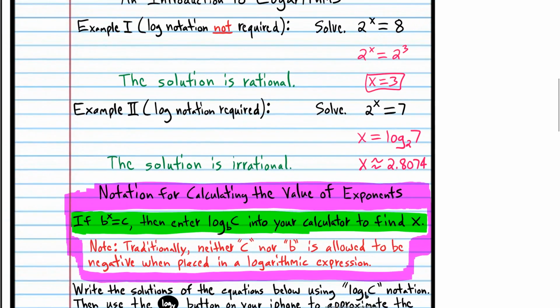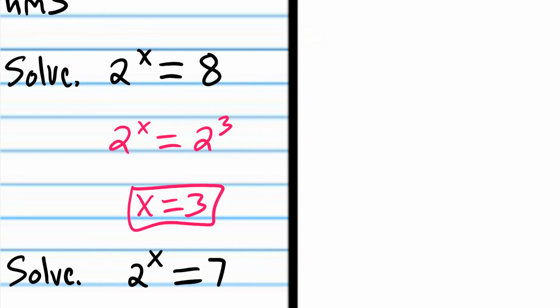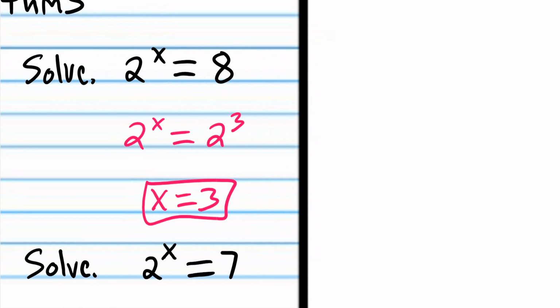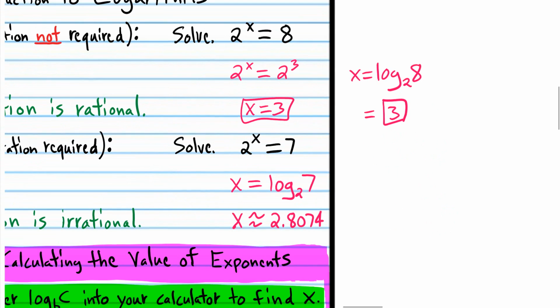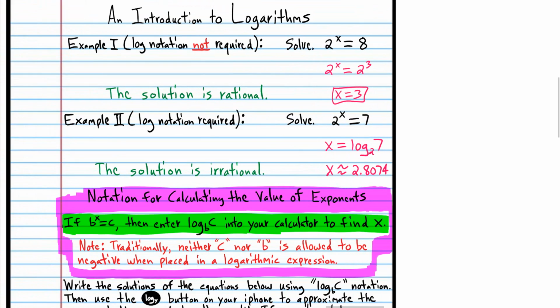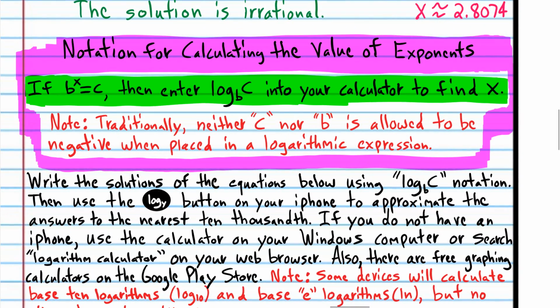So now I should also mention that you can use log notation with this example also. You can say x is equal to log base 2 of 8, and you'll get 3. The only difference is this is going to be a rational number, whereas down here you see we got an irrational number. So log notation works even if the answer is not irrational.